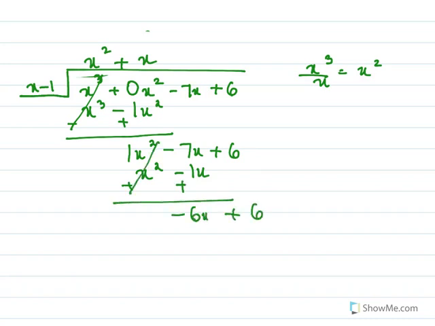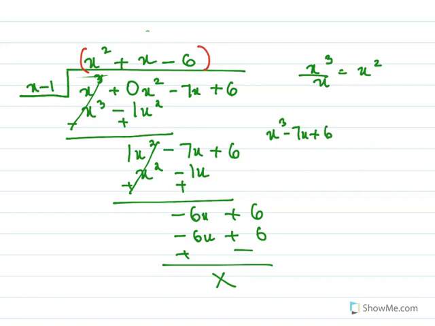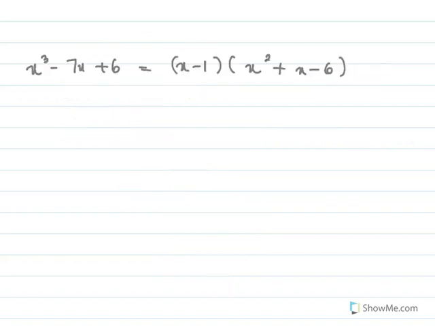So minus 6x plus 6. Now again, when we divide minus 6x and plus 6, we will get here minus 6. Multiply minus 6x plus 6, change the sign. Now we got yet another factor. So which means now your x cubed minus 7x plus 6 equal to x minus 1 into x square plus x minus 6. So this is what we have. So we have x minus 1.